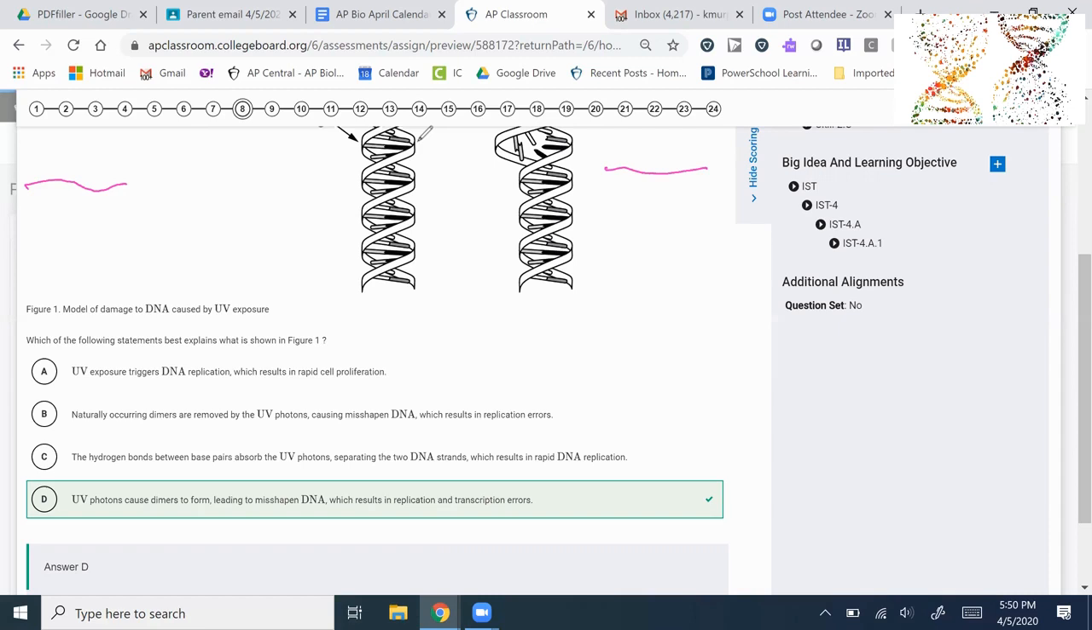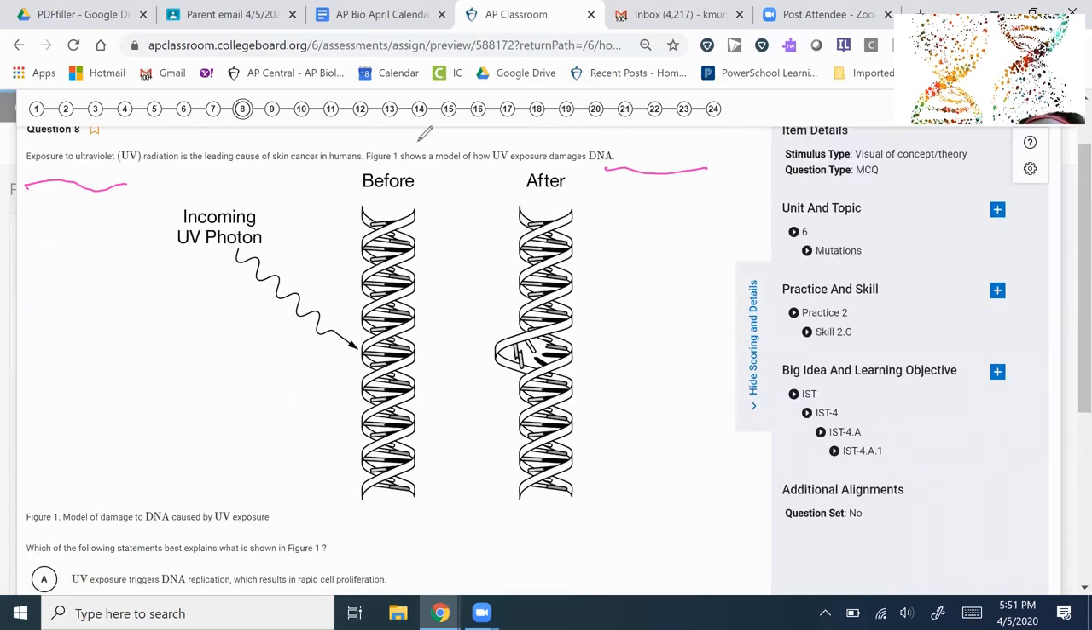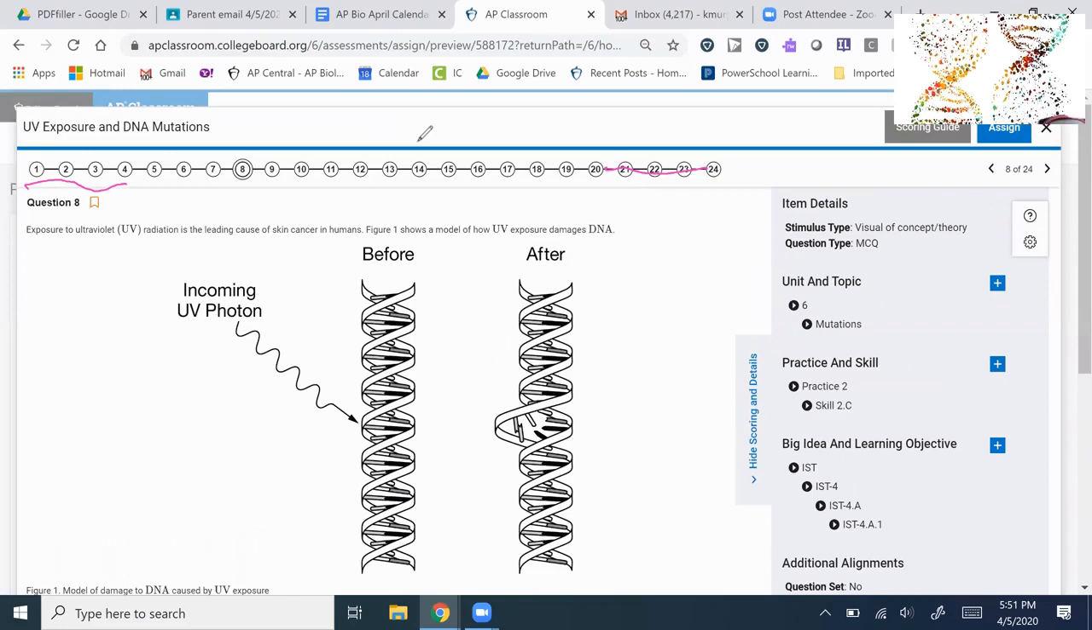D, UV photons cause dimers to form, leading to misshapen DNA, which results in replication and transcription errors. All right, so that is the correct answer. And remember that we do have mismatch repair enzymes to repair and fix this. But there are conditions where people have mutations in their mismatch repair enzymes and their nuclease enzymes. Okay, so let's go on to number 9.